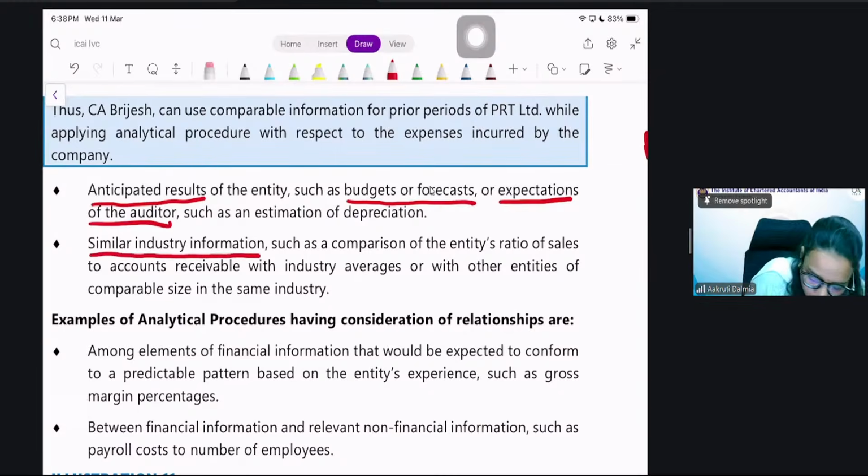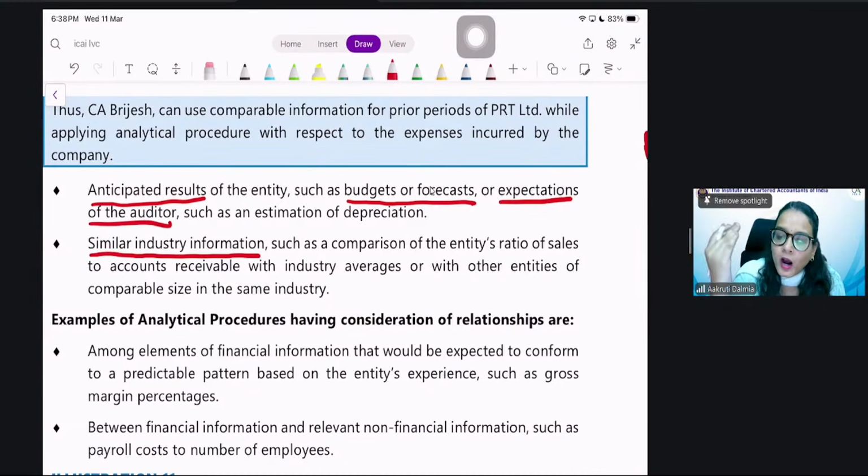Then comparing with industry information. This I already told you. Let's say I am making biscuits. Can I compare my wastage with another competitor who also makes biscuits? Can I compare my normal wastage percentage? Yes, we can know that in the biscuit industry, let's say, just as an example, there is 5% wastage. So if in other biscuit factories only 5 to 6% is wastage, and in my factory there's 15%, should the auditor raise questions?